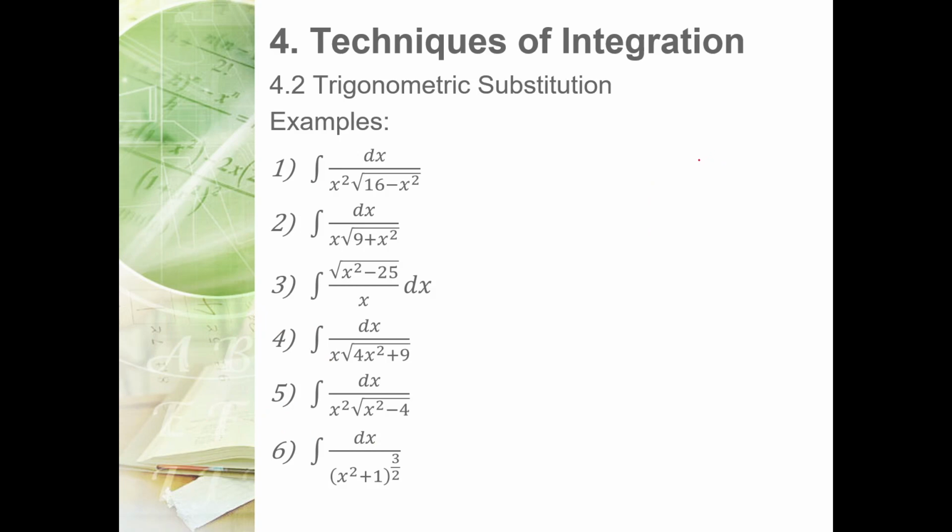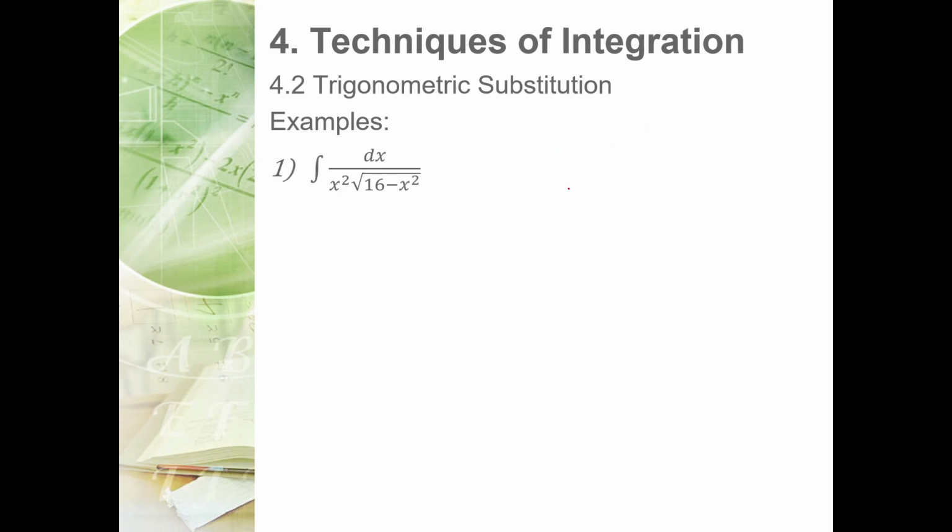We're going to discuss 6 examples. Okay, so let's start with number 1. We have the integral of 1 over x squared times the square root of 16 minus x squared.